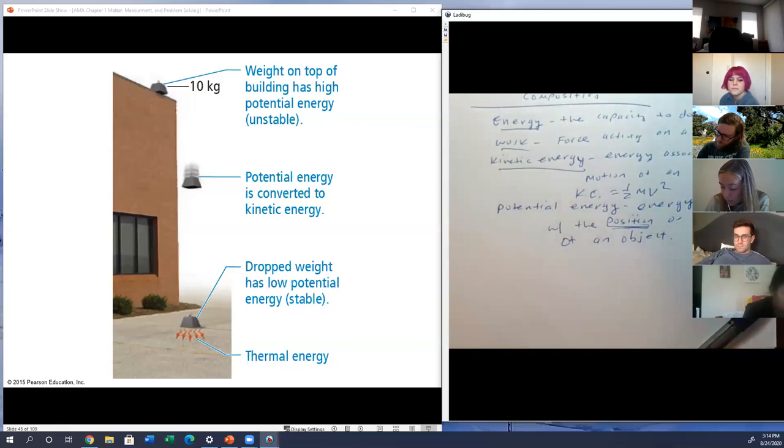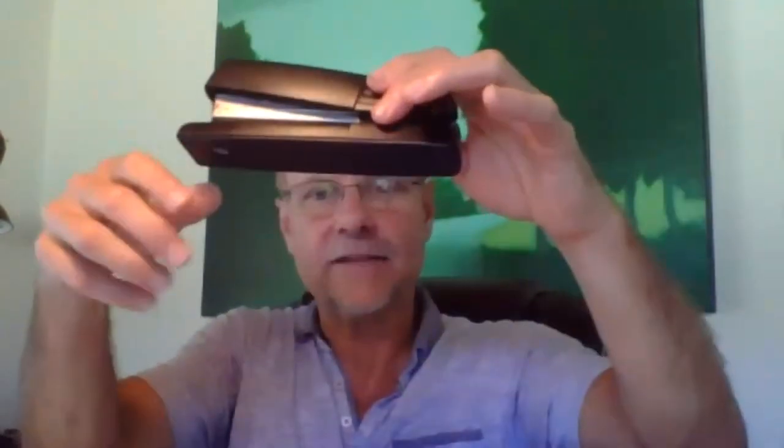So for example, let me just put myself on screen here for a minute. If I lift something up, if I lift this stapler up off the desk, it has potential energy because of its position in the gravitational field, right? If I drop it, that potential energy comes out as what kind of energy? Kinetic energy, right? It falls to the desk, and then that energy turns into thermal energy of the desk, right? So that is an example of potential energy.